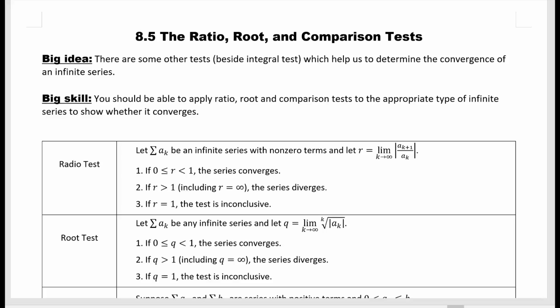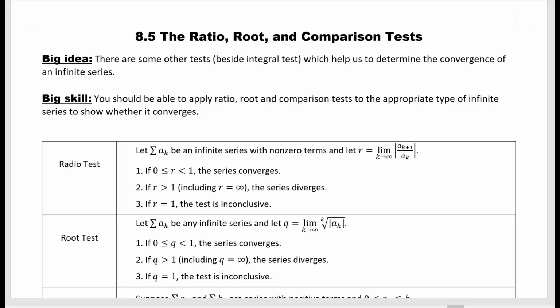Hi everyone. Today let's talk about Section 8.5, the ratio, root, and comparison tests. So let's review this chapter. We talk about sequences and series. Our main goal is, given a series, to figure out whether the series converges or diverges.